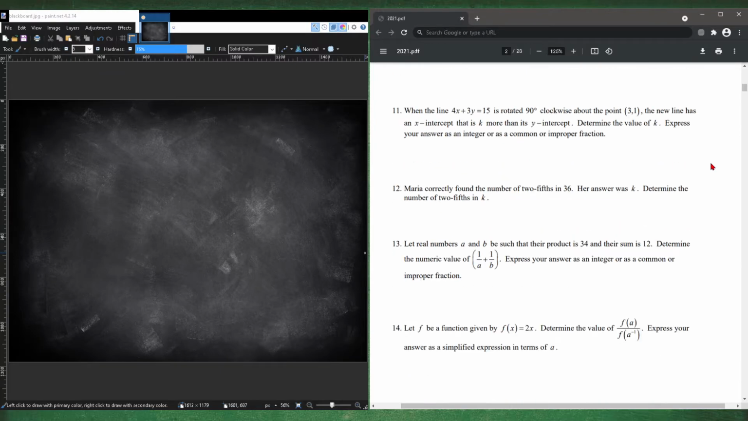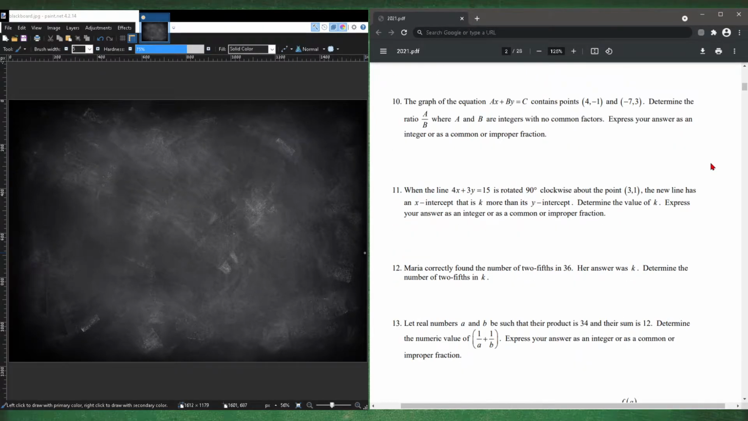Let's start with 11. When the line 4x plus 3y equals 15 is rotated 90 degrees clockwise about the point (3, 1), the new line has an x-intercept that's k more than its y-intercept. Determine the value of k. So when you rotate a line 90 degrees, that means the new line is perpendicular to the old line.